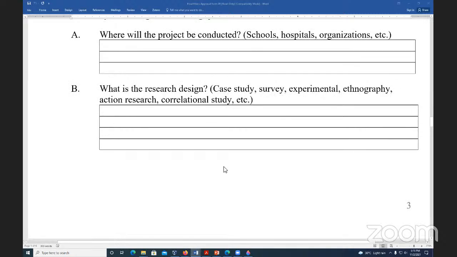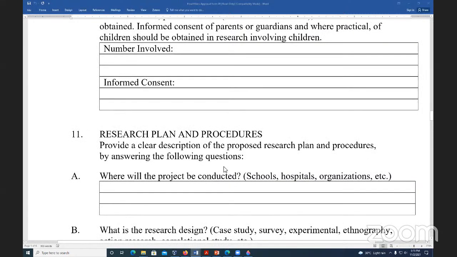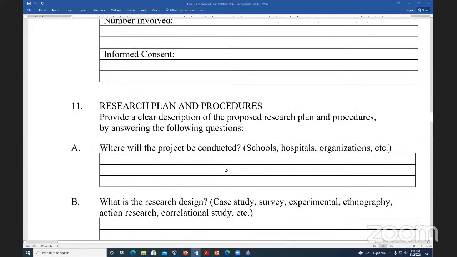And then this is the part where people don't tend to fill out very well. And this is the part, for this class, where the grade is going to count. So this is where you must pay attention. Everybody with me? So pay attention right now. Where will the project be conducted?